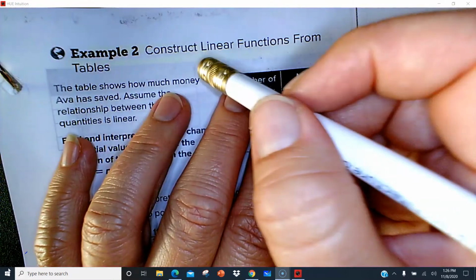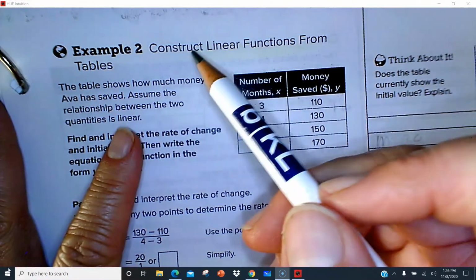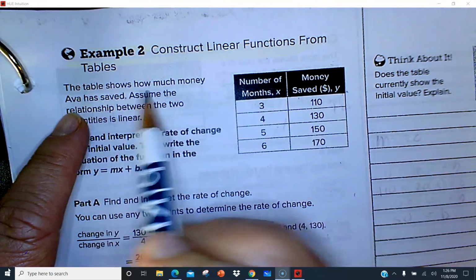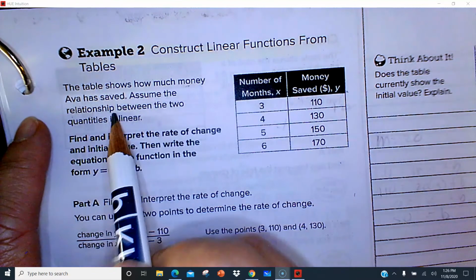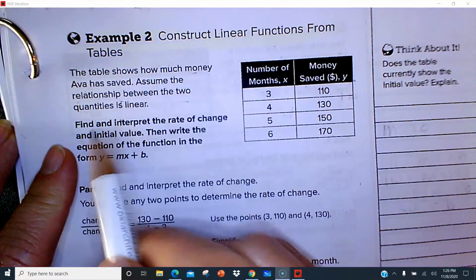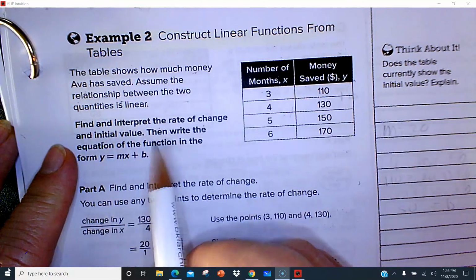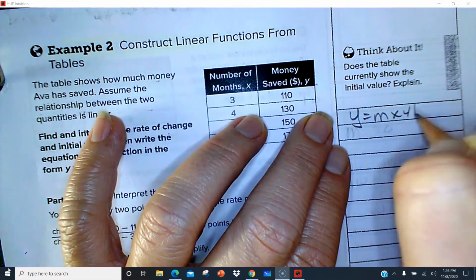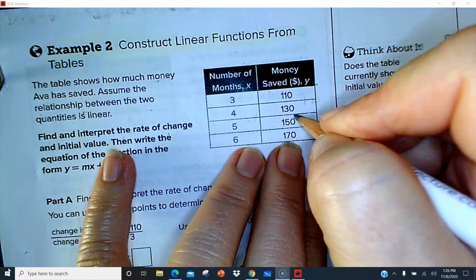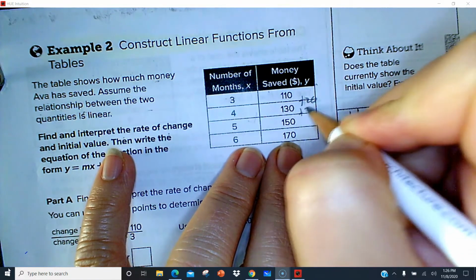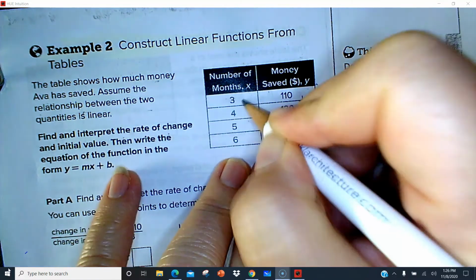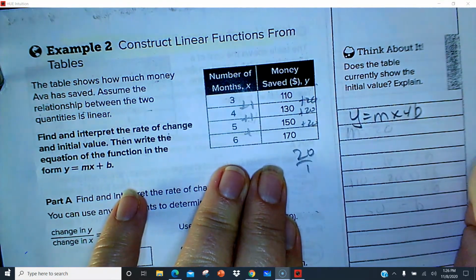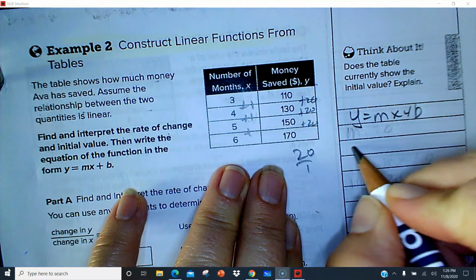All right. This is another example that we'll be able to use. Here's the table. The table shows how much money Ava saved. Assume the relationship between the two quantities is linear. Find and interpret the rate of change and the initial value, then write the equation. Okay, so we need to get to y equals mx plus b. Now I'm looking at this table right here. It's going up by 20 each time. This is going up by 1. So I'm going to say our rate of change is 20 over 1, rise over run.